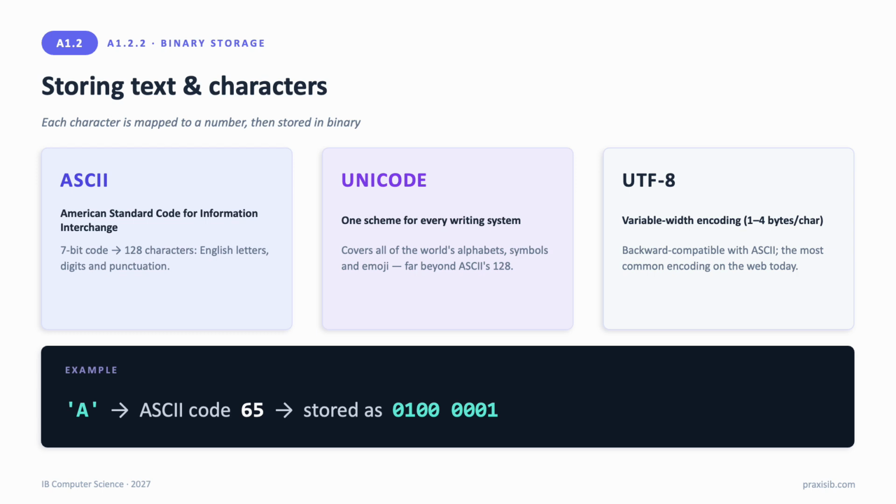But here's the problem. 128 characters is nowhere near enough for all the world's languages. Think of Chinese, Arabic, or even emojis. So a much bigger code called Unicode was created to give every character in every language its own number. And UTF-8 is the most popular way of storing Unicode efficiently. It's clever because it's fully compatible with the old ASCII code, and it's what most of the internet uses today.